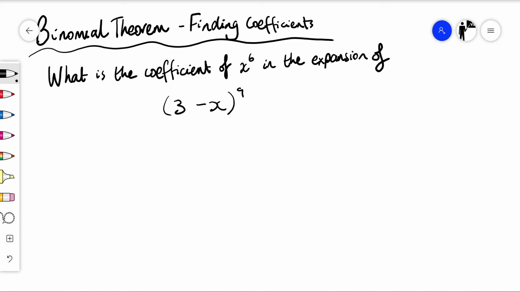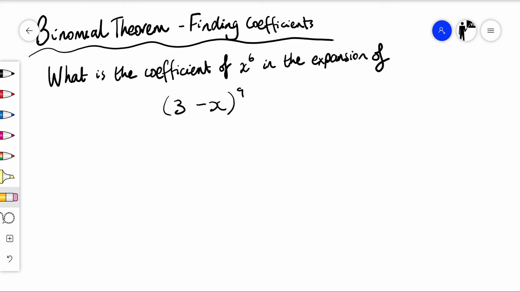Okay, in this lesson on the binomial theorem, we're going to have a look at how to find specific coefficients. Remember, a coefficient is a number that would multiply a variable. For example, here, the coefficient of the x cubed is 5, the coefficient of the x squared is 2.